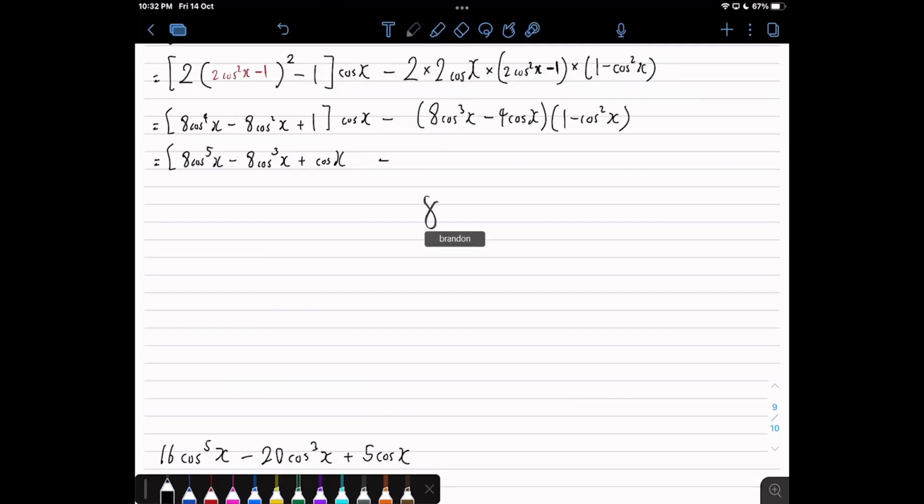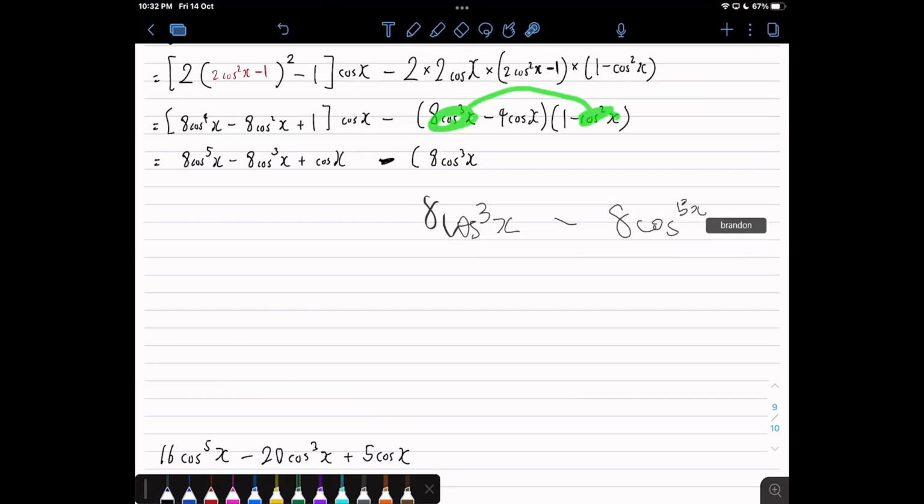Then I proceed to multiply. So don't forget there's a minus in front. Later we must bring the minus back in. The square bracket we don't need anymore. So 8 times 1 becomes 8 cosine cube x. 8 cos cube times minus cos square becomes minus 8 cosine power 5x.